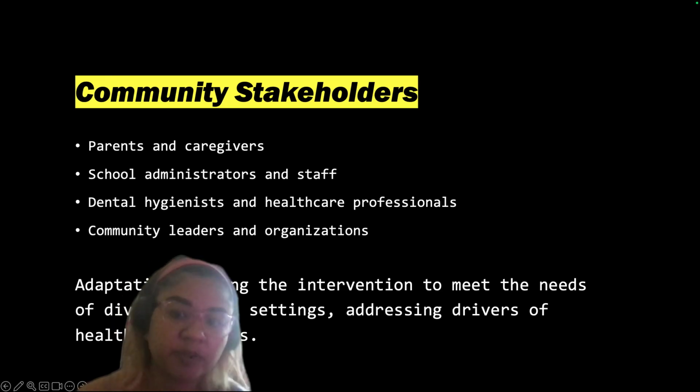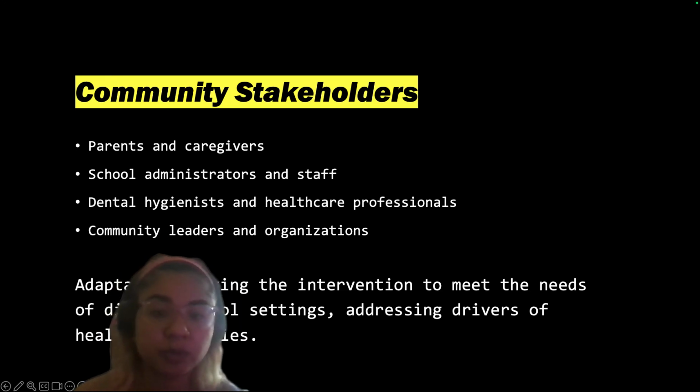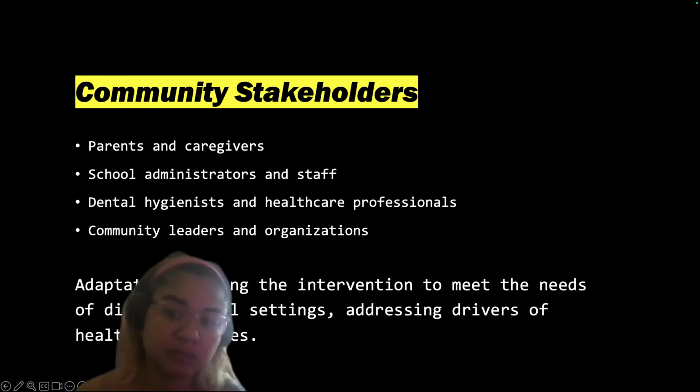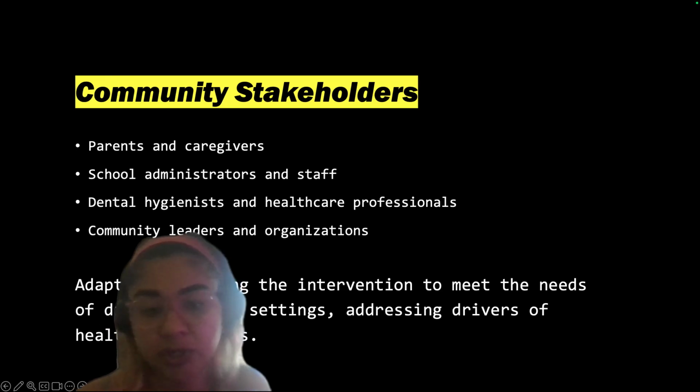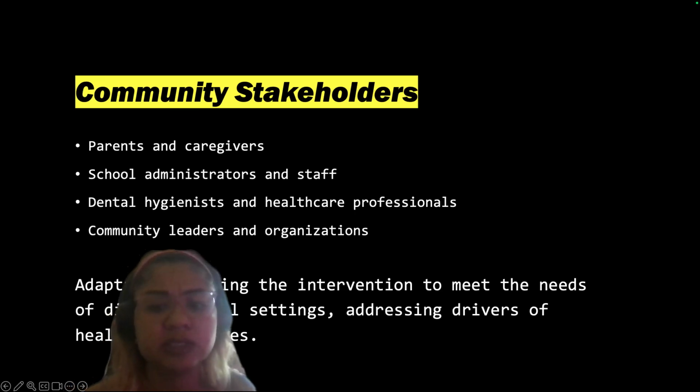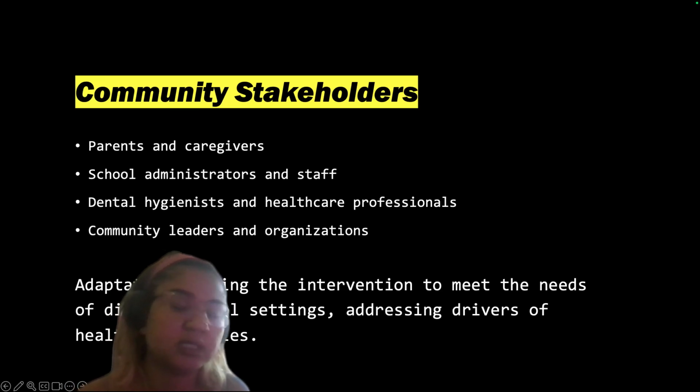The parents will provide input on their experiences and perceptions of the mobile unit. The school staff will offer insights into the school policies and resources that could influence the intervention's effectiveness. The dental hygienists will share their experiences and perspectives so far on the delivery of dental care services. And community leaders could provide input on the broader community context, so the community needs and potential barriers to accessing dental care. And the adaptation is tailoring the intervention to meet the needs of diverse school settings, addressing drivers of health disparities.